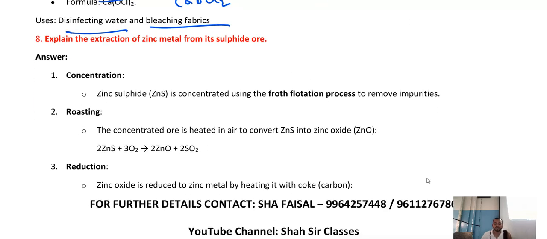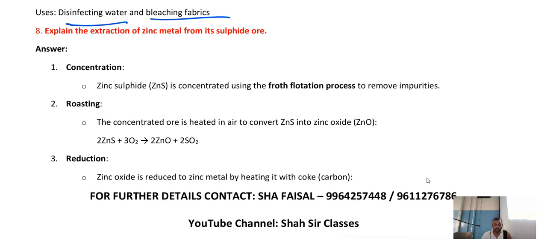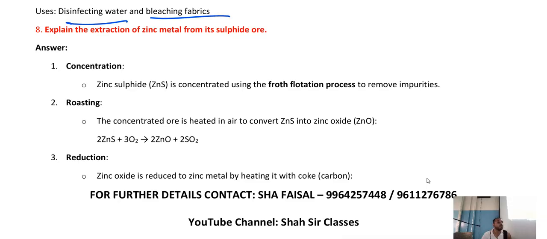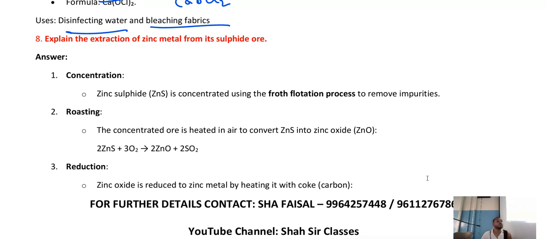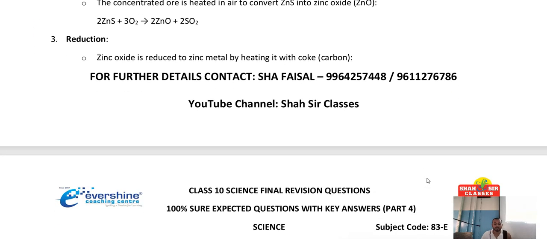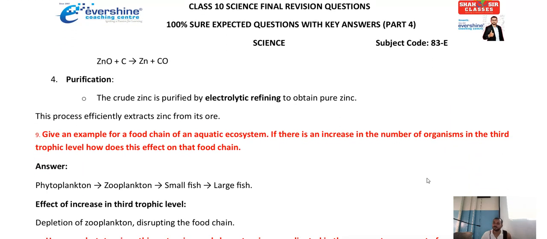Explain the extraction of zinc metal from its sulfide ore. How do you extract pure zinc? You remember we had a question on electrolytic refining of copper, the purification of copper. How do we prepare pure copper? Similarly, here the question is how can you extract pure zinc metal from its sulfide ore? These are the steps shown here. You can just go through it.